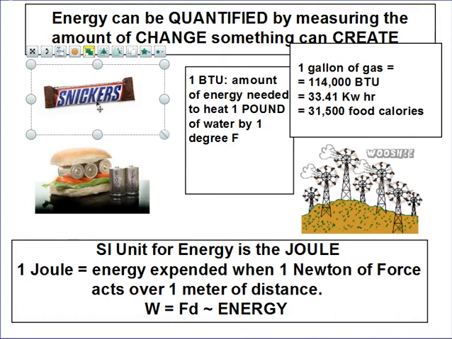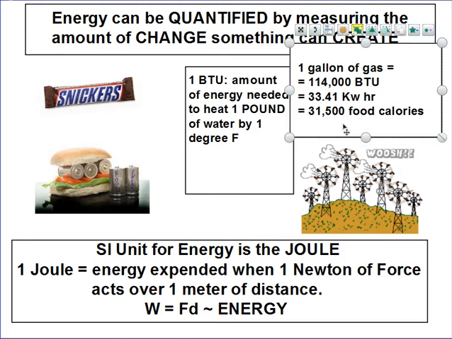Food calories is probably, now we can do a comparison between this, the candy bar, and a gallon of gas. Maybe $1 for a candy bar, 270 calories there. Over here, 1 gallon of gas is equivalent to 31,500 food calories, a tremendous amount of energy contained in that gasoline. Pound for pound, $1 for 270 calories versus maybe $3 or $4 for quite a bit more energy.